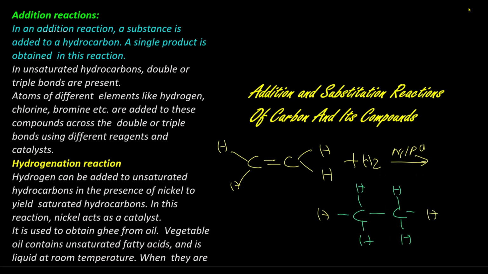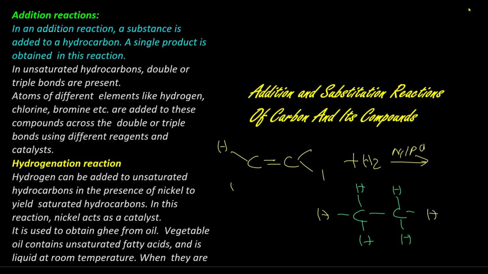So here, what happened is we have taken an unsaturated hydrocarbon, it could have a double or triple bond, and atoms of different elements are added to it. I can take hydrogen, or chlorine, or bromine here. They are added to this compound in the presence of a catalyst, and the catalyst I've taken here is nickel or palladium. Right.